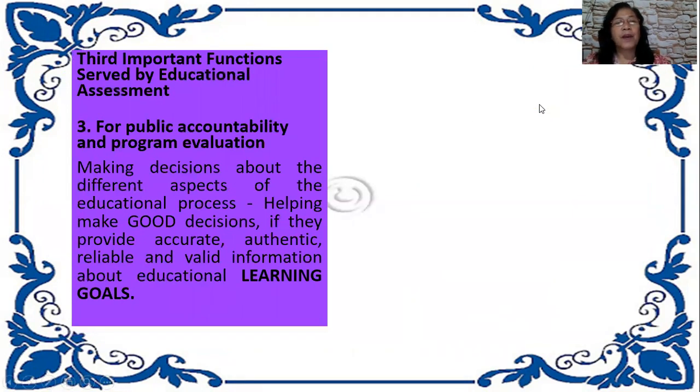The third is for public accountability and program evaluation. So our assessment is not only self-serving, not only for the students and the teachers, but for public accountability. Why? Making decisions about the different aspects of the educational process helps make good decisions if they provide accurate, authentic, reliable, and valid information about educational learning goals. Like, for example, the result of the LET board.